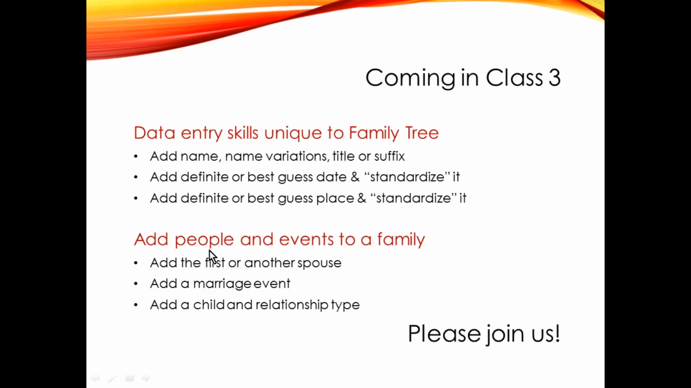Another part of Class 3 is adding people and events to a family. We're going to add the first or another spouse to an individual. We're going to learn how to add a marriage event, or like a divorce or an annulment, for example. And we're going to discover that you can add a child and the relationship of that child to those parents. So it is possible to indicate that a child is a stepchild of the father, or that he is an adopted child, for example, for those of you who may be interested in those situations. We hope that you will choose to join us for that class.